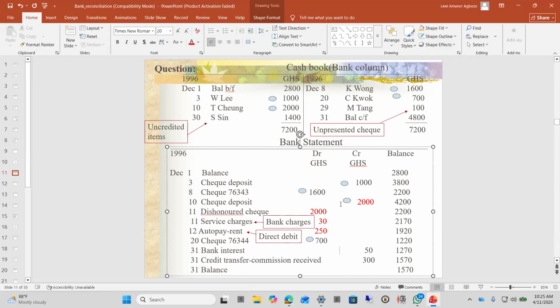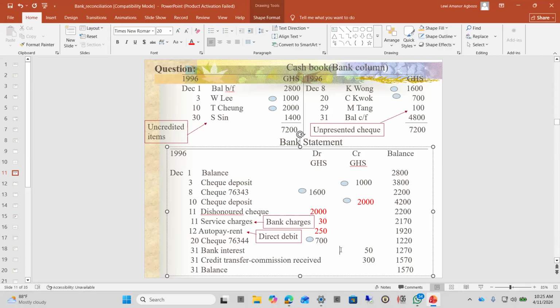Yes, we can't find it. We sent it to the bank, but we can't find it in the bank statement. So it is an uncredited item. The bank did not credit this amount to us. Is that okay? Then on the bank statement, we saw that we have received some interest.